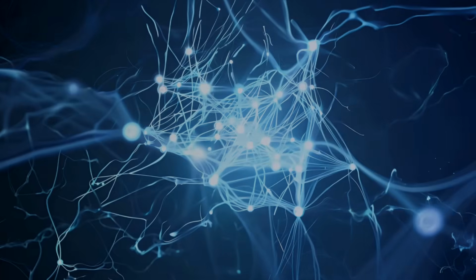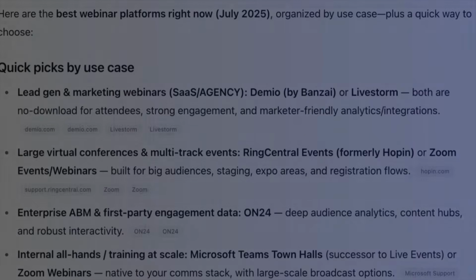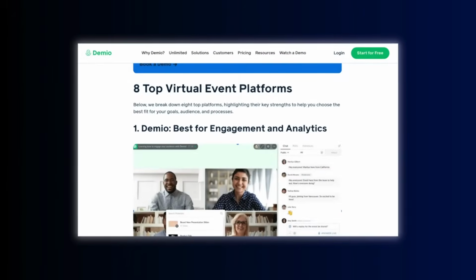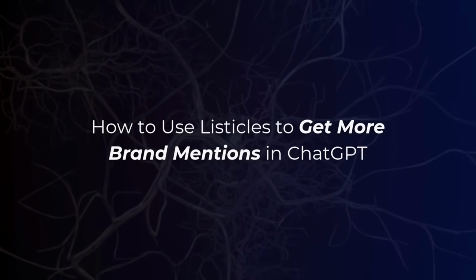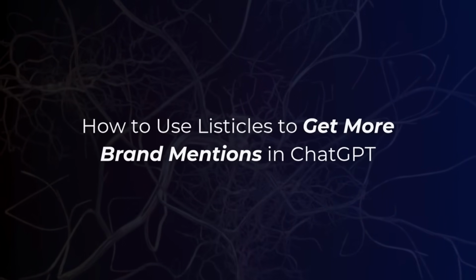So there are many SEO factors that determine whether your brand gets mentioned by ChatGPT, but one is majorly overpowered right now, which is listicles. And in this video, I'll show you how to use listicles to get more brand mentions in ChatGPT.